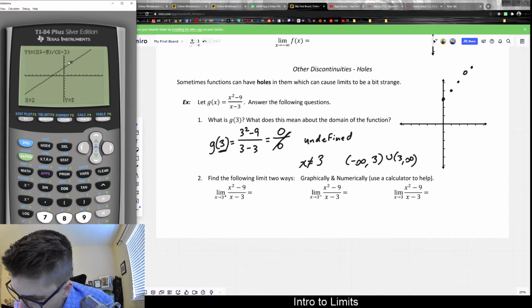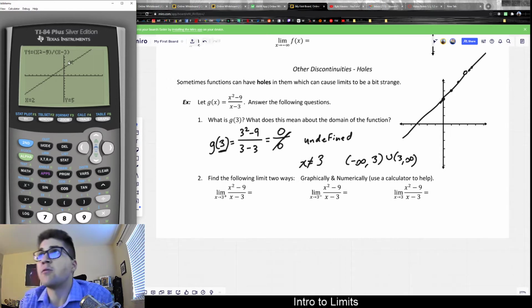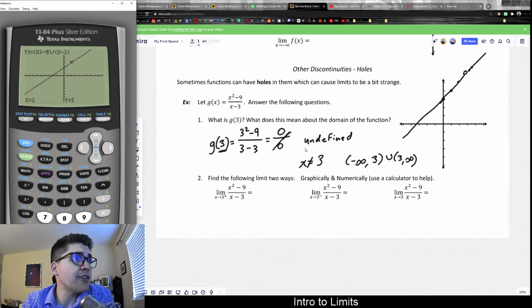Summarizing here, this function looks like and is a completely linear function. But there's a hole right in the middle at 3 due to this undefined value. However, we can still examine the limit of this function because every other value appears to be just fine. The only undefined value occurs when the denominator could be 0, which only would happen if x is exactly 3.